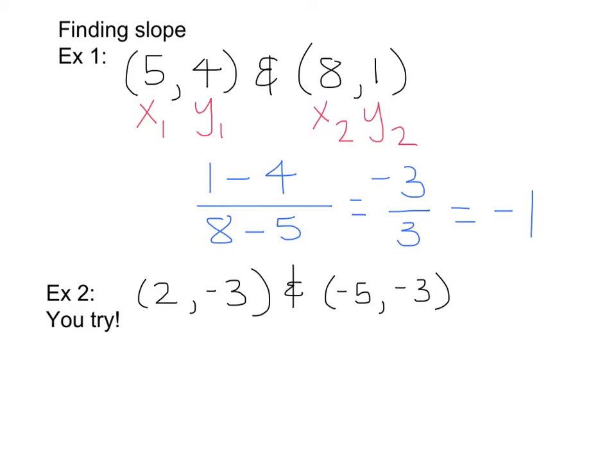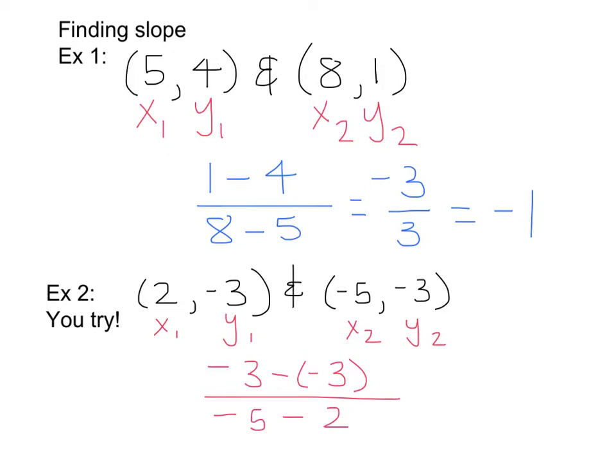Okay, so let's let you guys try example 2. Again, you are finding the slope between these 2 points. x1, y1, x2, y2. So that's going to give me negative 3 minus negative 3 over negative 5 minus 2. A negative and a negative make a positive, so negative 3 plus 3 gives me 0 on the top. Negative 5 minus 2 gives me negative 7 on the bottom, and I hope you know that 0 divided by negative 7 is 0. It has a slope of 0.